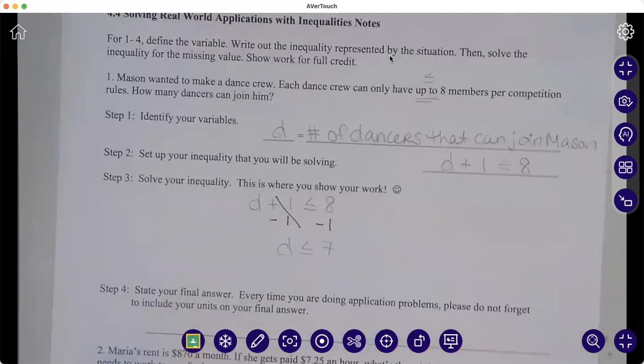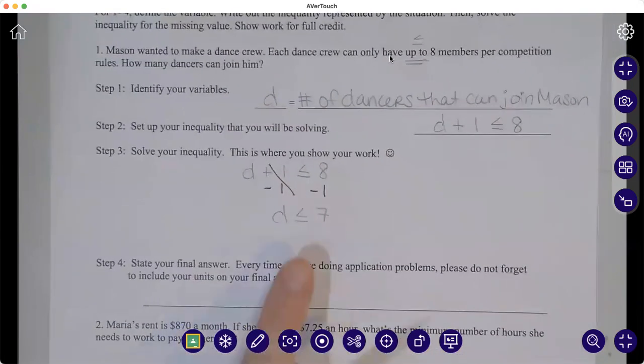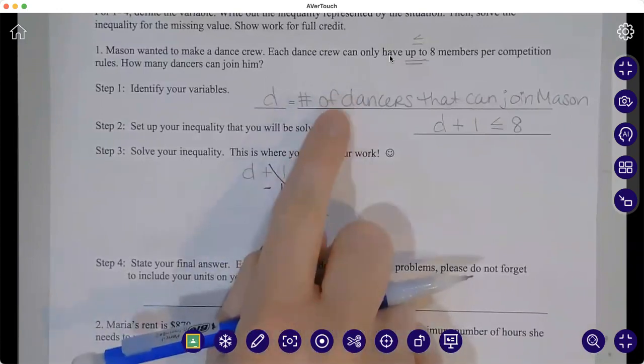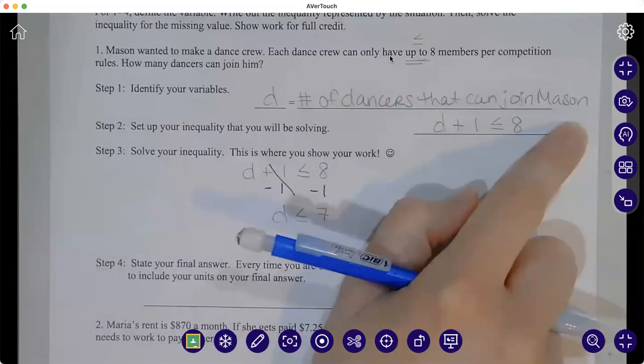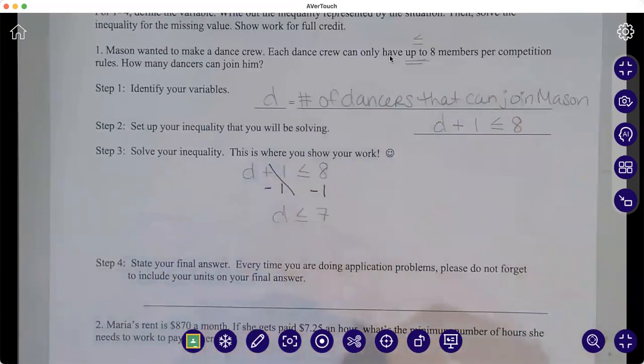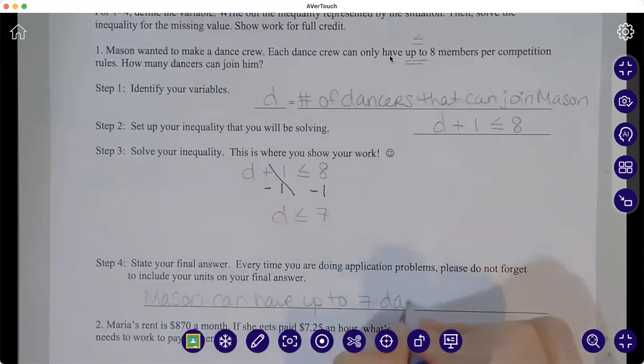Now, our final step is to state your final answer. And every time you're doing application problems, you want to make sure you include your units on your final answer. So we're not just going to say D is less than or equal to 7. We're going to incorporate what D means. So D is the number of dancers that can join Mason. Another way of saying this would be that Mason can have up to 7 dancers joining him.